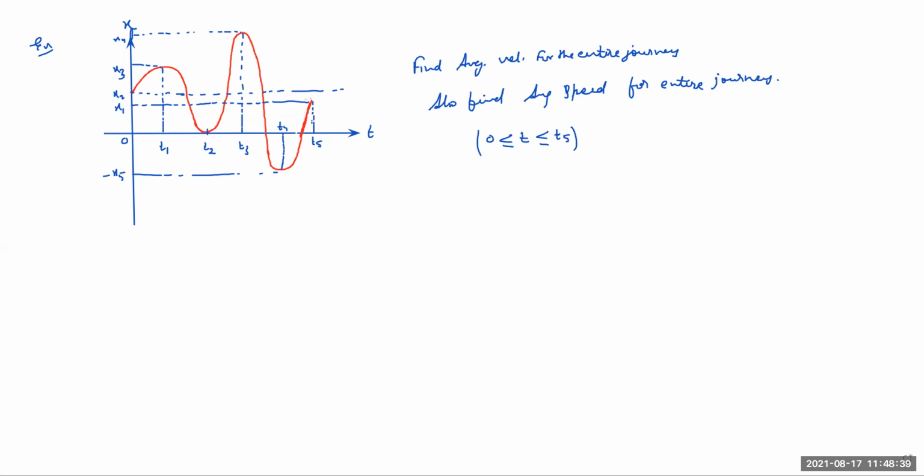Sir, at t5. No, t5 is the time. What is the final position? x1. And what is the initial position? x2. So what is the definition of average velocity? x1 minus x2 by t5. Correct. It's x1 minus x2, although it will be negative, but that's okay. So the average velocity part is pretty easy. You can just write x1 minus x2 by t5.